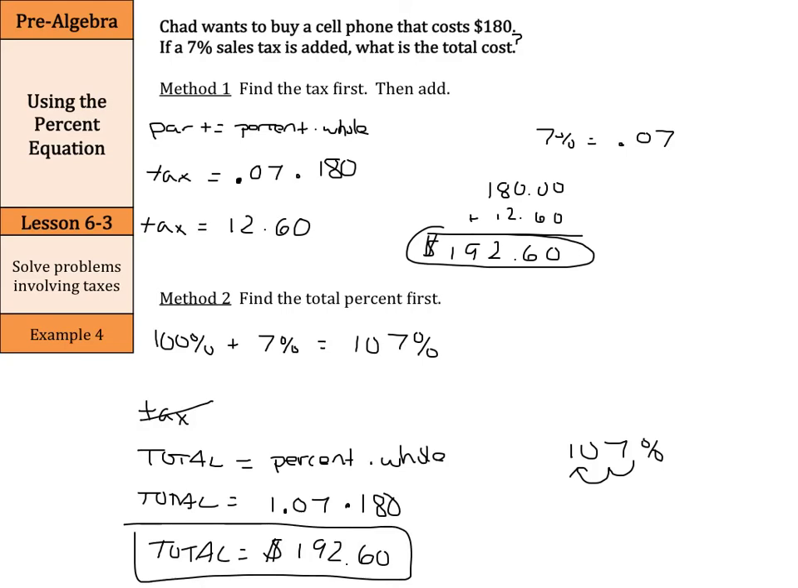So this is really about your preference. Do you prefer to find the tax first, then add it? Or do you prefer to add the tax, make it 107%, and multiply by that? It's really a matter of choice, and you could use either method or even both if you wanted to check in order to solve these problems. Let's move on to our last example.